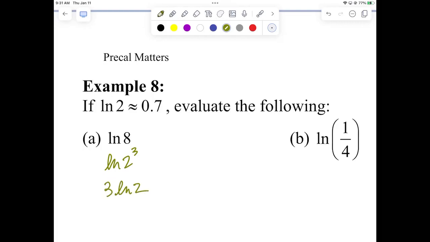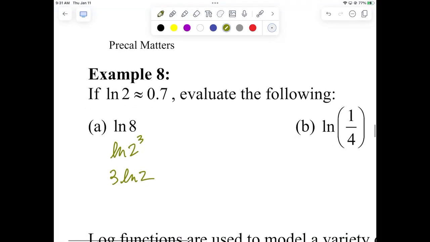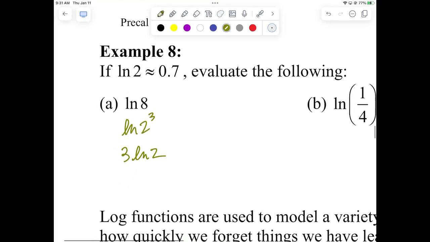Bring it out front. 3 natural log of 2. Now remember, when you work straight down, you don't need equal signs, right? The equality is implied. But once you go to an approximation, you need to add squiggles. I am now going to substitute the natural log of 2 with what it's approximately equal to, 0.7, and then I can multiply and I get 2.1.